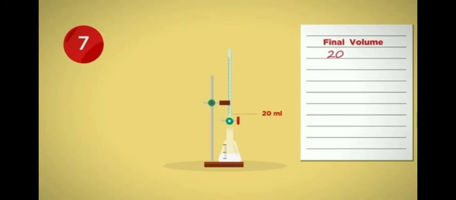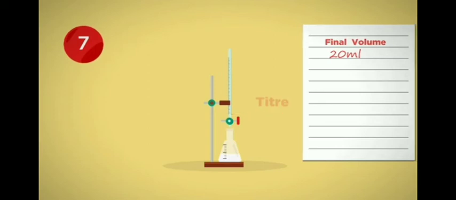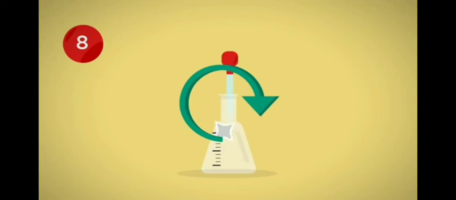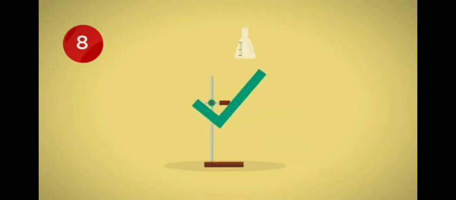Seventh, record the final volume on the burette. This gives you the volume of the solution added. This volume is called the titer. Eighth, for an accurate experiment, you should repeat this experiment a few times until you get consistent values for the titer.